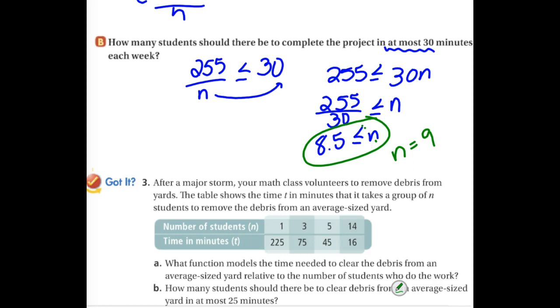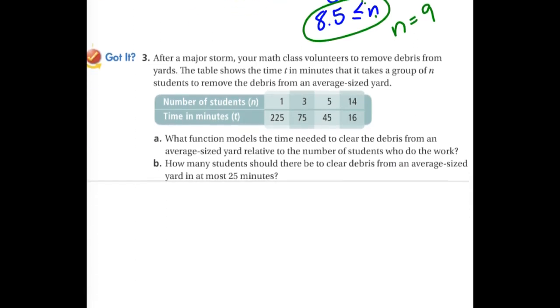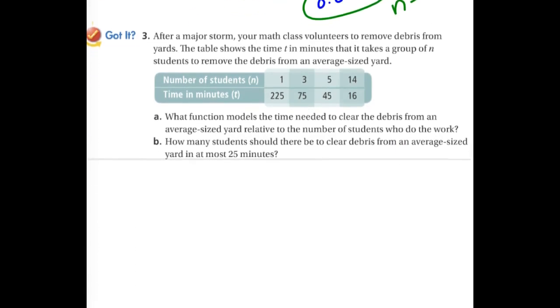Okay. After a major storm, your math class volunteers to remove debris from the yards. The table shows the time t in minutes that it takes a group of n students to remove the debris from an average-sized yard. What function models the time needed to clear the debris relative to the number of students who do the work? And then how many students should there be to clear the debris from an average-sized yard in at most 25 minutes?